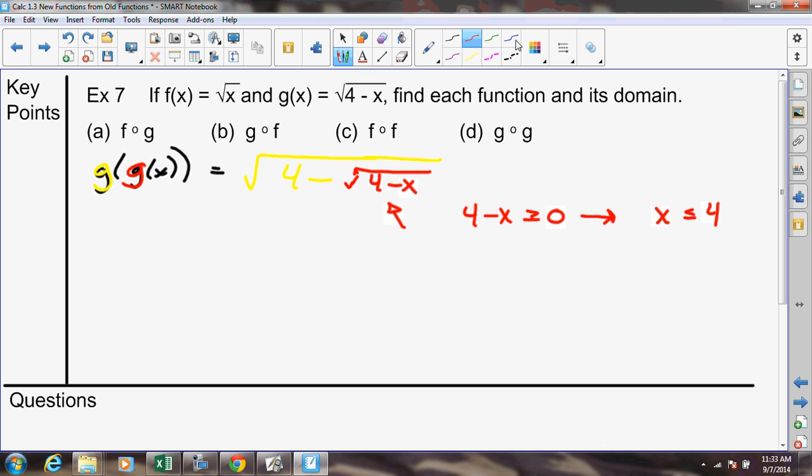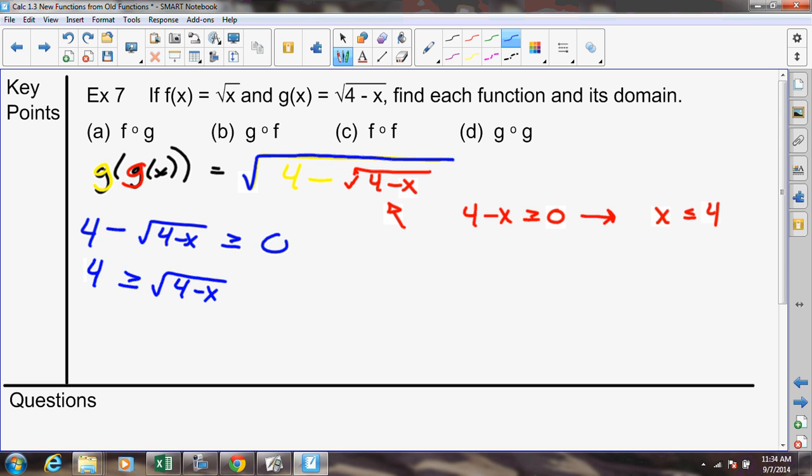But now we have the whole big root as well. Everything inside the big blue root has to be non-negative as well. So we have 4 minus x. That has to be greater than or equal to 0. So we have another inequality to solve. Adding it over, we'd have 4 is greater than or equal to this root. Squaring it would tell us 16 is greater than or equal to 4 minus x. Subtracting 4 would tell us 12 is greater than or equal to negative x, or opposite of x. And dividing by a negative 1 tells us negative 12 is less than or equal to x. So we have x has to be greater than or equal to negative 12.